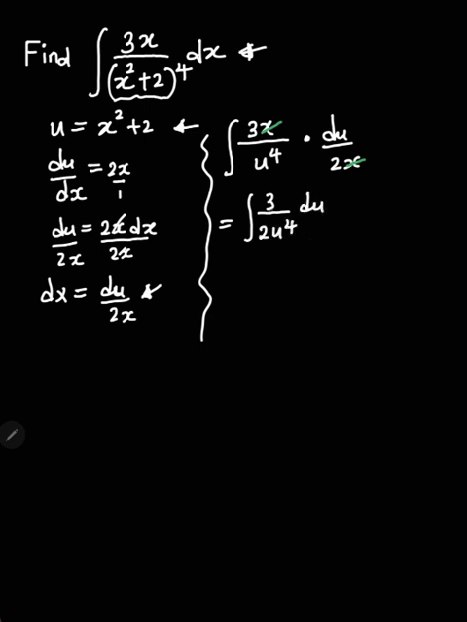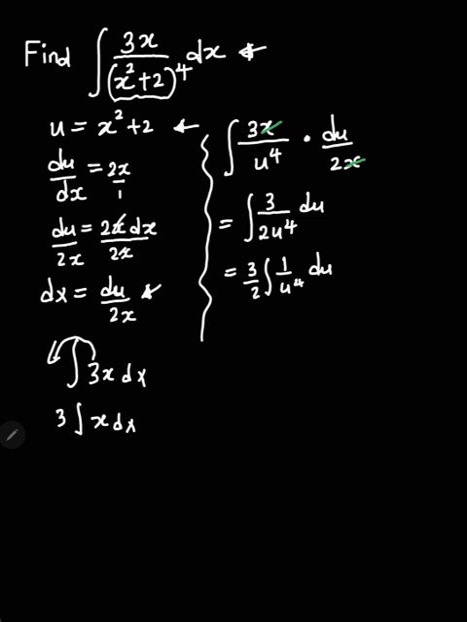Then we can take this. You know this rule: if you are integrating 3x dx, you can take 3 to the front, and it will be 3 multiplied by the integral of x dx. So exactly what I'm going to do here. I can take 3 over 2 to the front, and I'll remain with 1 divided by u to the power 4, then du. This is now very easy to integrate, because we can just use the power rule of integration. First, let's write it in the standard form: 1 over u to the power 4 is the same as u to the power negative 4, then du.